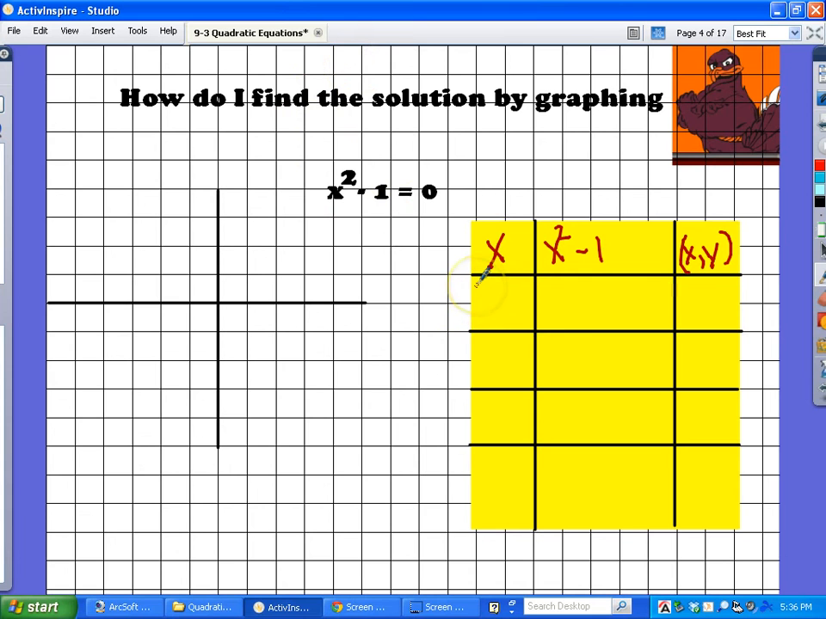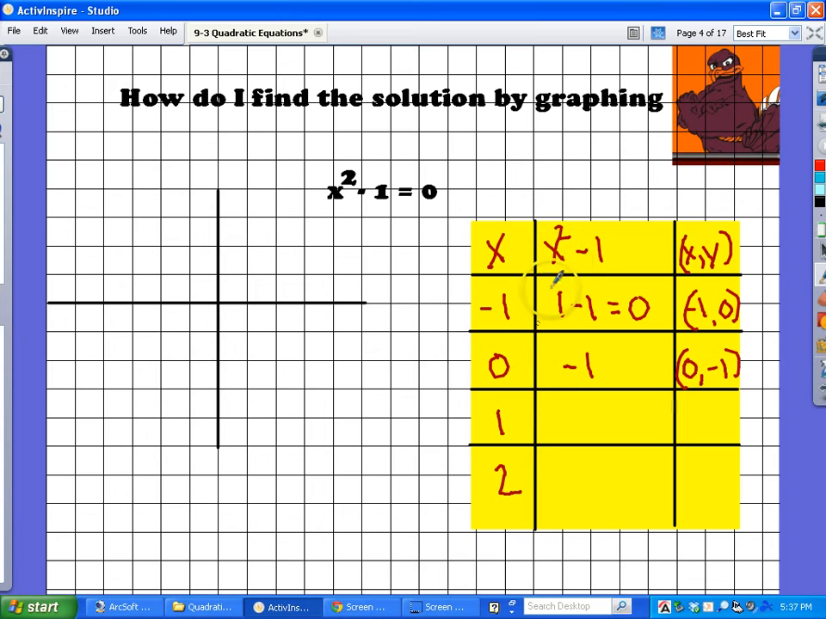So again, I'm going to say go ahead and put negative 1, 0, 1, and I'll even go to 2. Well, negative 1 squared, any negative, it's going to be 1, minus 1 is 0. So I have 1 minus 1 equals 0. So negative 1, 0. That's my first coordinate pair. Substitute 0 in here. 0 squared, well, 0 minus 1, negative 1. So I have a coordinate pair of 0, negative 1.